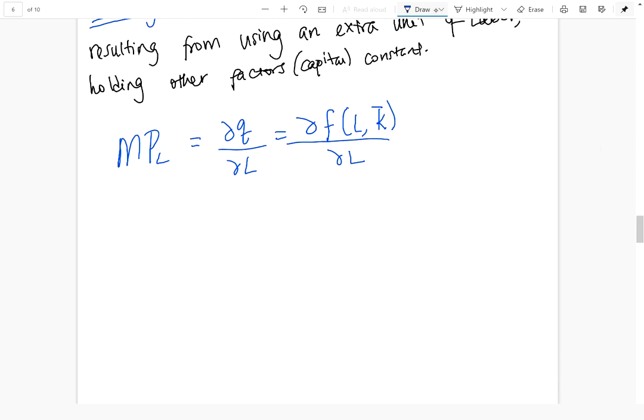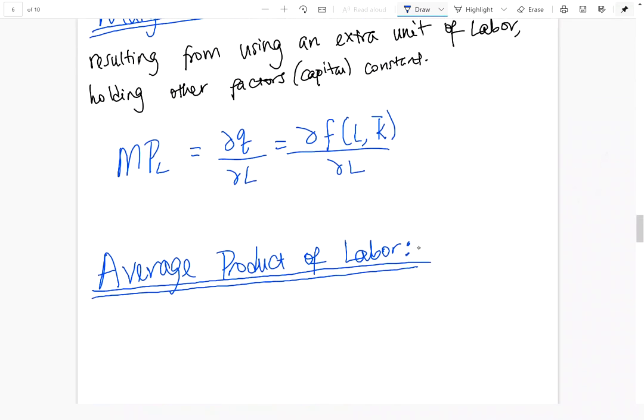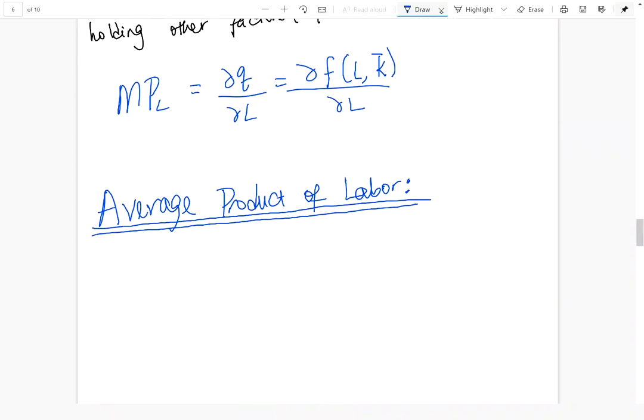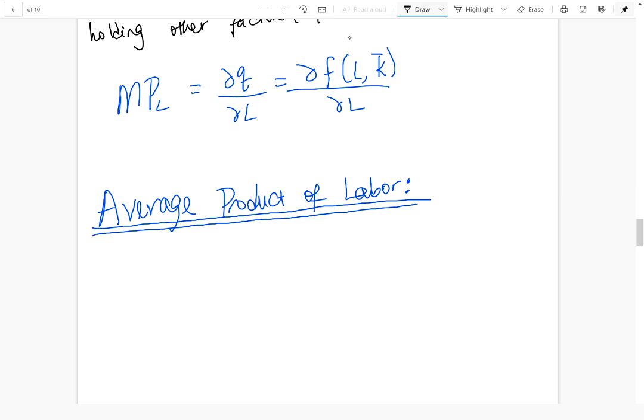All right, so next we have average product of labor. We're taking the time to learn these terms because they show up when we're trying to determine the optimal quantity of something, optimal number of inputs. Like these things show up. So if we know what they are, if we know what they're asking us to say or to find, then doing the math should be a little bit easier.